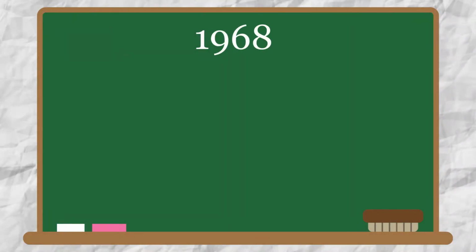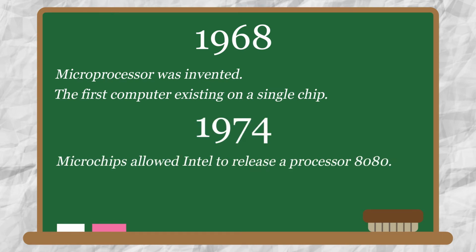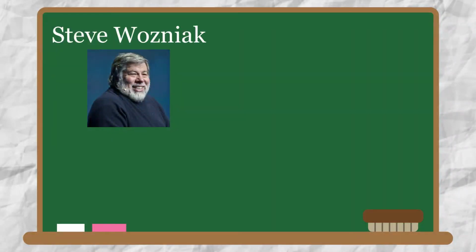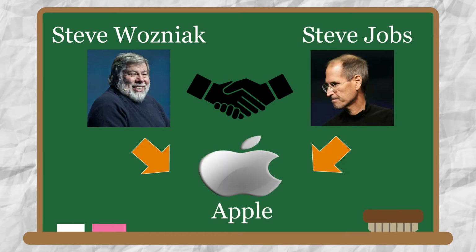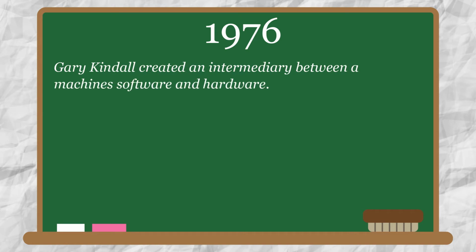In 1968, the general-purpose microprocessor was invented and was the first example of a computer existing on a single chip. The miniaturization of microchips allowed Intel to release a processor known as the 8080 in 1974. This was used by hobbyists to build home computers. One hobbyist was Steve Wozniak, who partnered with his friend Steve Jobs to found a company named Apple and begin selling home computers.